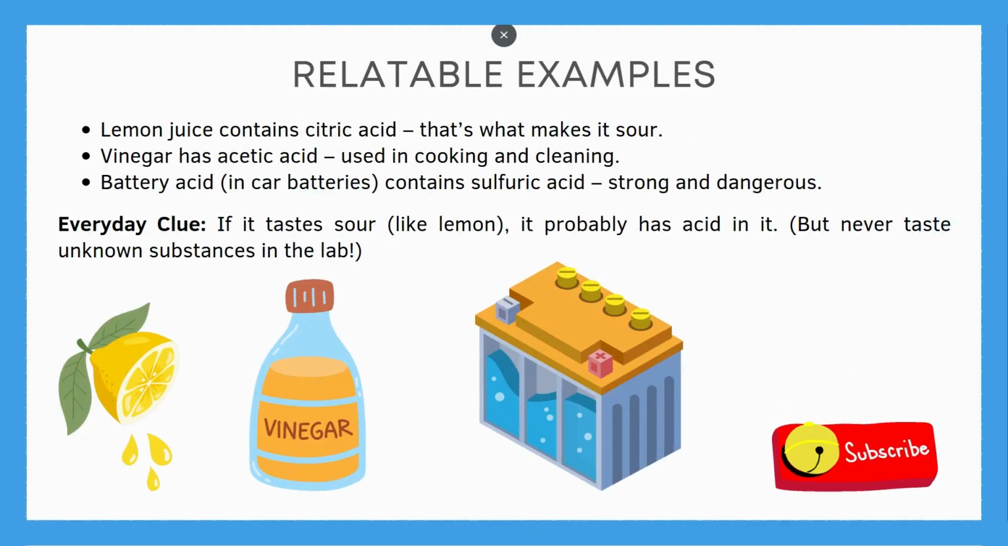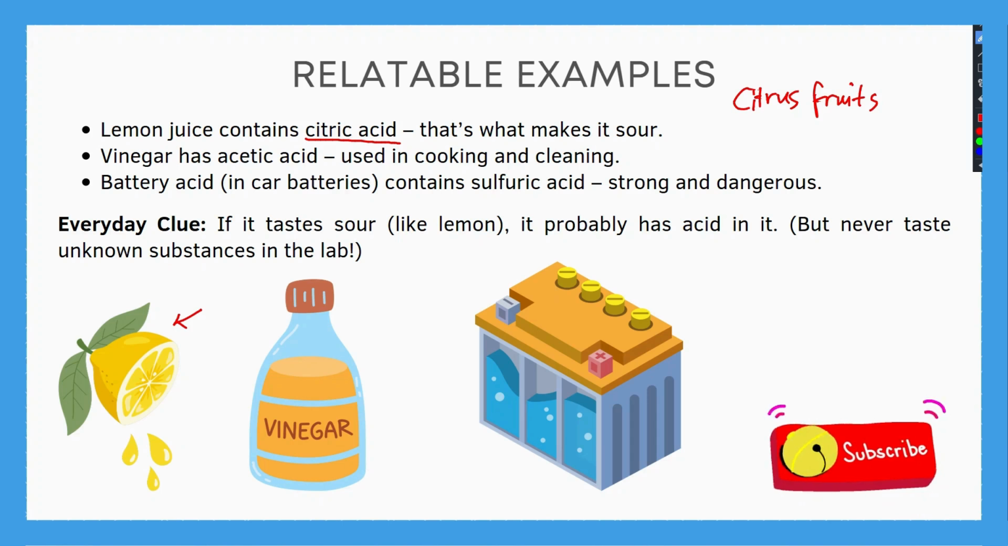Here are some relatable examples of things that you use in everyday life. Lemon juice, for example, that you have over here, contains acid, and that acid is actually called citric acid. You see that family of fruits, lemon, orange, lime, all of them are called citrus fruits. They are called that name because they contain citric acid. That is what makes them sour.